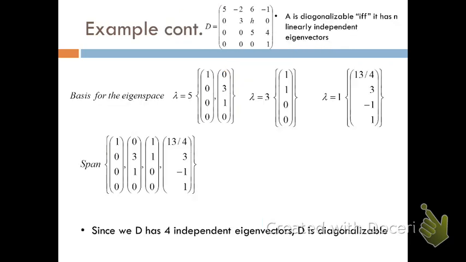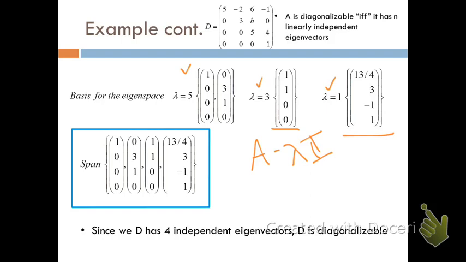Okay, let's continue looking at this same example. We've just found that when lambda is equal to 5, we have two vectors in our eigenspace. And we can do the same thing where we do our A minus lambda I for each of our eigenvalues. So for lambda equals 3, we get one vector in our eigenspace, 1, 1, 0, 0. And then when lambda is equal to 1, we get one eigenvector, 13 fourths, 3, negative 1, and 3. So when we look at the span of these eigenvectors, we get this here.